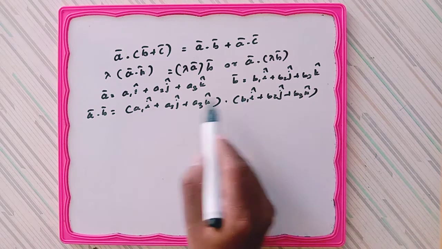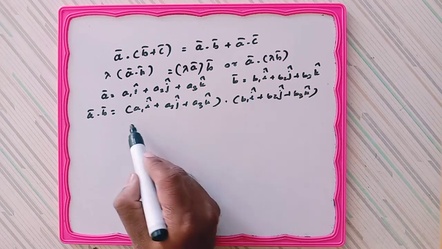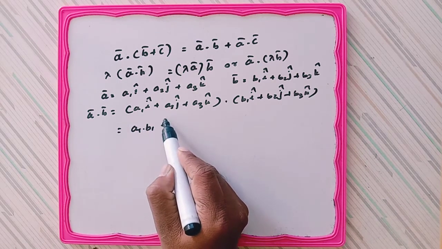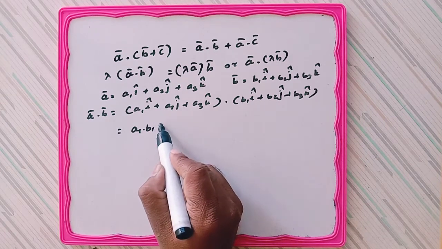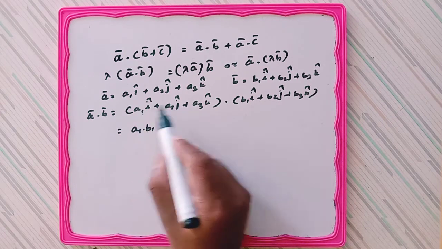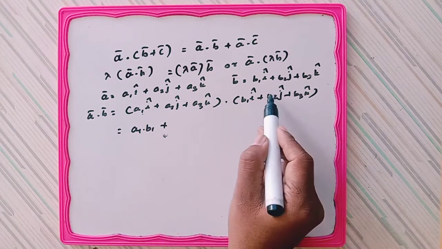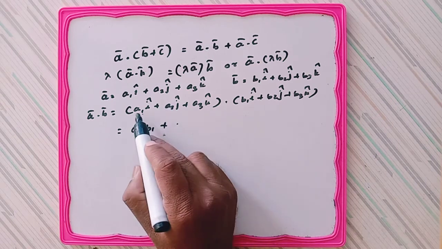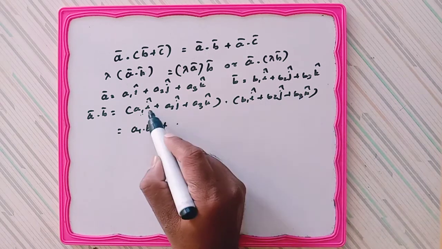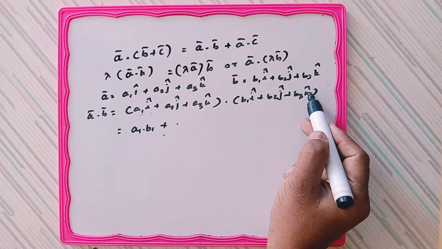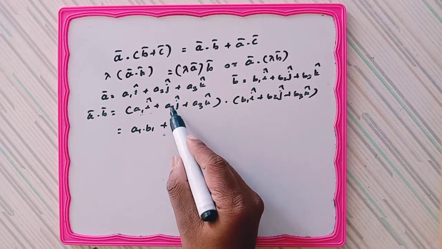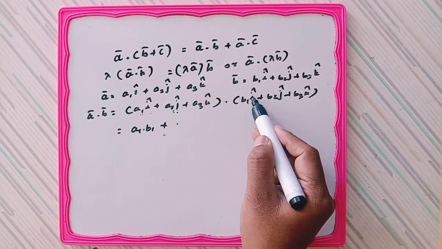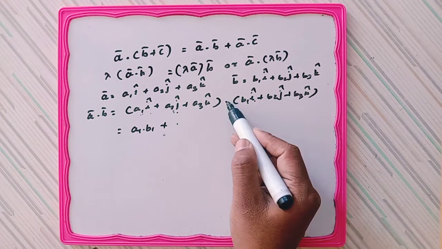So a1 into b1, i caret into i caret, so it is a1 b1 i caret square, which is 1, plus a1 into b2, i caret j caret. So i dot j will be 0, so the final answer is 0. Now in the same way, a1 into b3, i and k are there, so their product is 0, so the final value is 0. Now a2 j caret and b1 i, so j dot i is 0, so the value is 0.